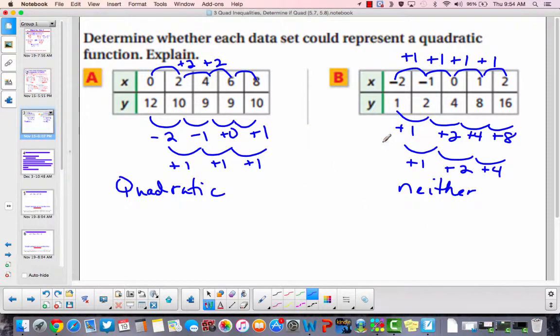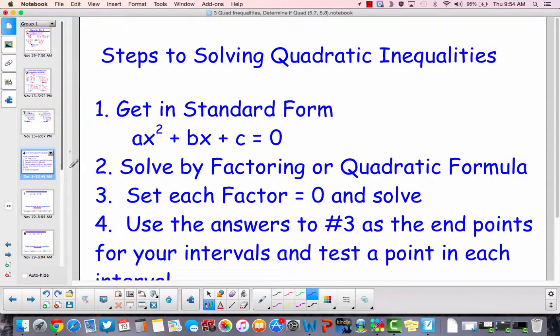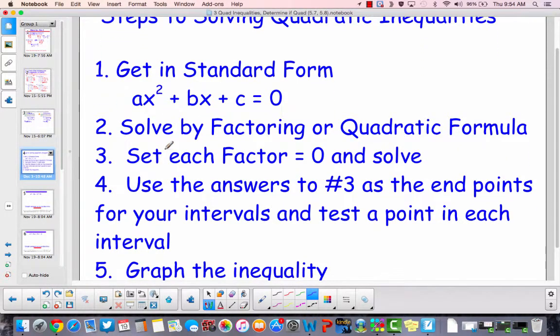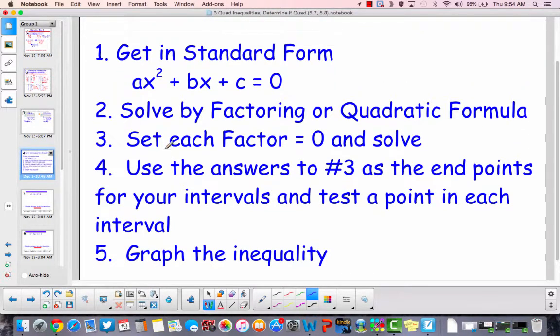Okay? All right, let's move on to what we have about inequalities. You should have the notes for today. Steps to solving quadratic inequalities. First step says to get it into standard form. We've been doing that all along. Anytime you see an inequality, you want to get it in standard form. We're either going to solve by factoring or by using the quadratic formula.